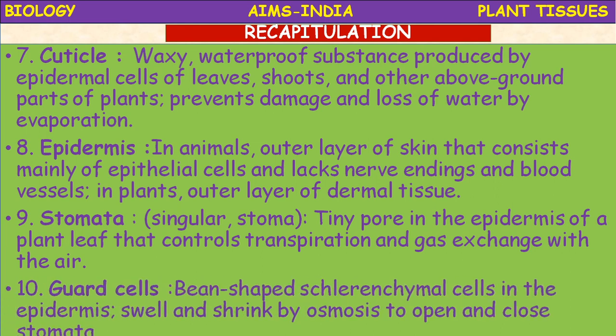Guard cells. Guard cells are the bean shaped sclerenchymal cells in the epidermis of the leaves. They swell and shrink by osmosis to open and close. What is the mechanism by which the guard cells open and close? By means of osmosis.